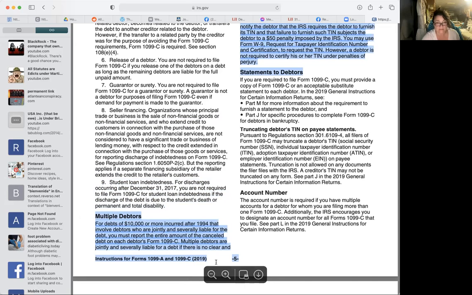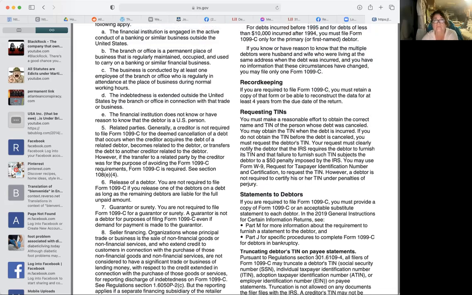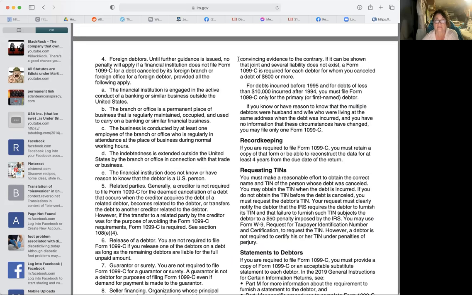Multiple debtors for debts of $10,000 or more incurred after 1994 that involve debtors who are jointly and severally liable for the debt, you must report the entire amount of the canceled debt on each debtor's Form 1099-C. Multiple debtors are jointly and severally liable for a debt if there is no clear and convincing evidence to the contrary, if it can be shown that joint and several liability does not exist. A Form 1099-C is required for each debtor for whom you canceled a debt of $600 or more.